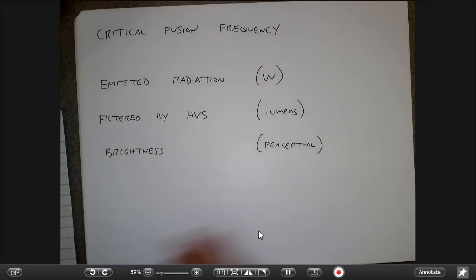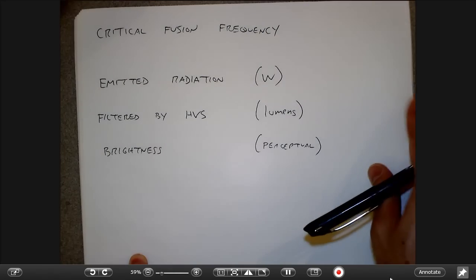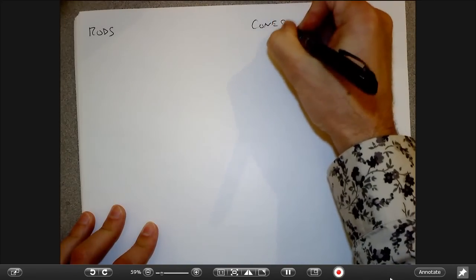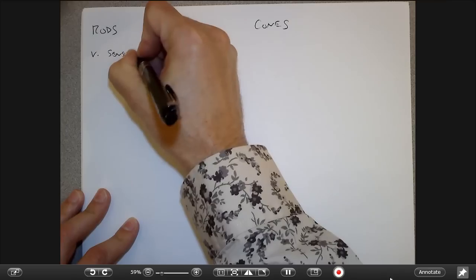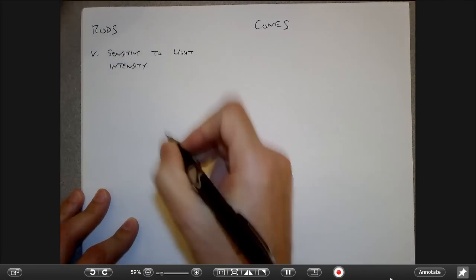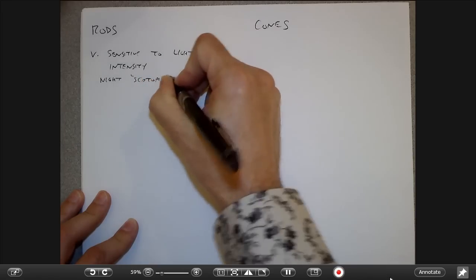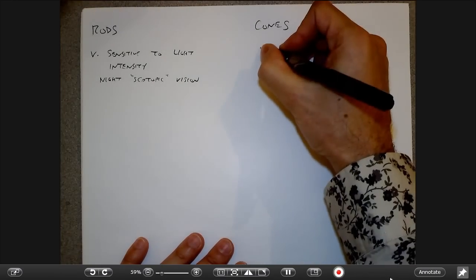All right, let's talk a little about this perceptual process, and let me go back to rods and cones. There are two kinds of light-sensitive cells in the eye, rods and cones. Let's make a chart here, with rods and cones. The rods are very sensitive to light intensity, and they're responsible for your night vision, what's called scotopic vision. Anything you can see in the dark is due to the rods. The cones are only sensitive to direct light.